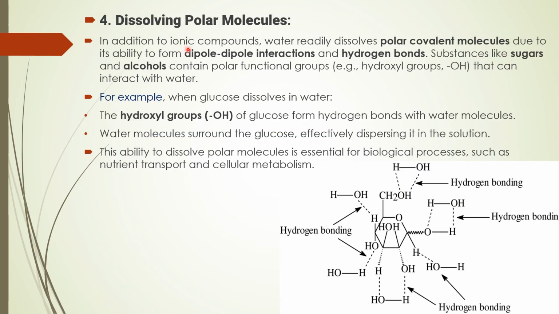Dissolving polar molecules. In addition to ionic compounds, water readily dissolves polar covalent molecules due to its ability to form dipole-dipole interactions and hydrogen bonds. Substances like sugars and alcohols contain polar functional groups, hydroxyl groups, that can interact with water. For example, when glucose dissolves in water, the hydroxyl groups (OH) of the glucose form hydrogen bonds with water molecules. So the water molecules surround the glucose, effectively dispersing it in the solution. This ability to dissolve polar molecules is essential for biological processes such as nutrient transport and cellular metabolism.